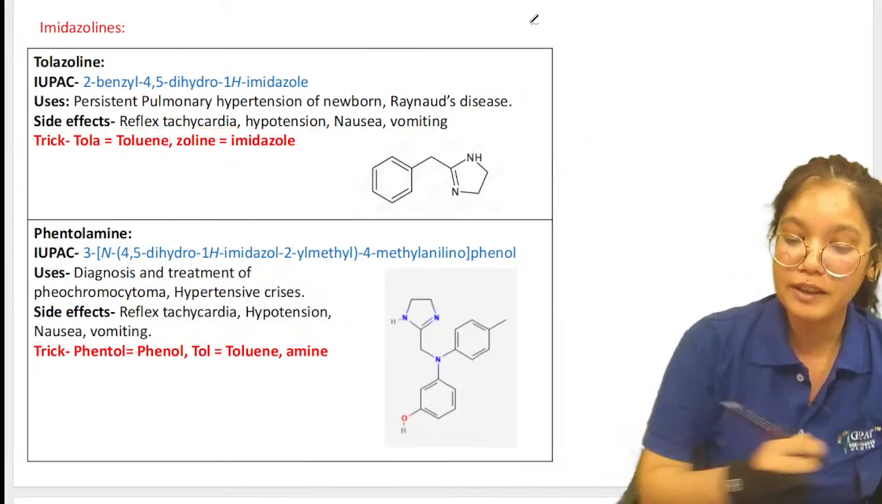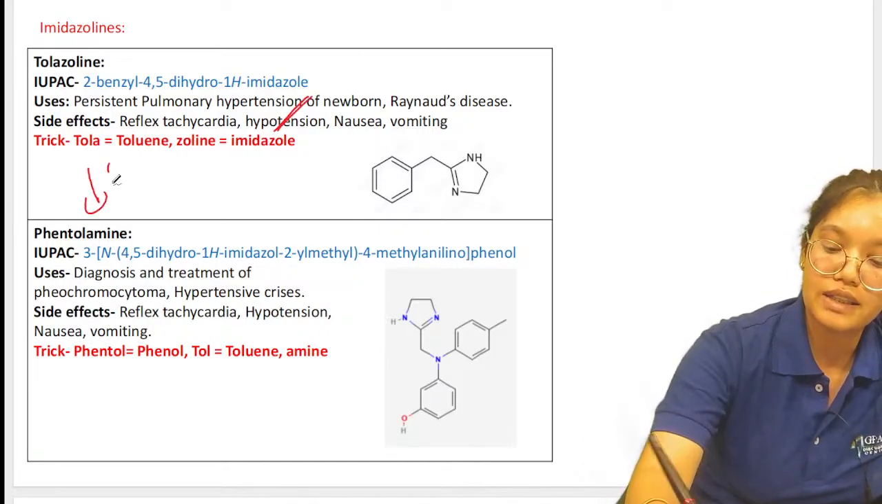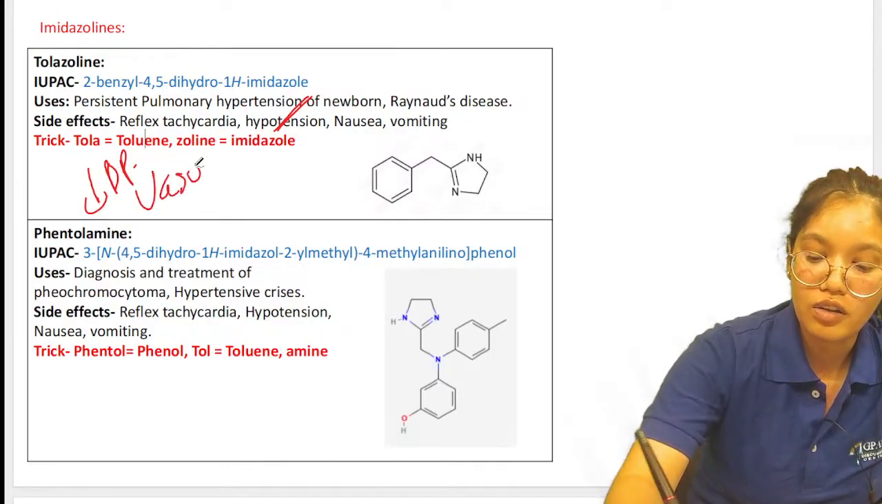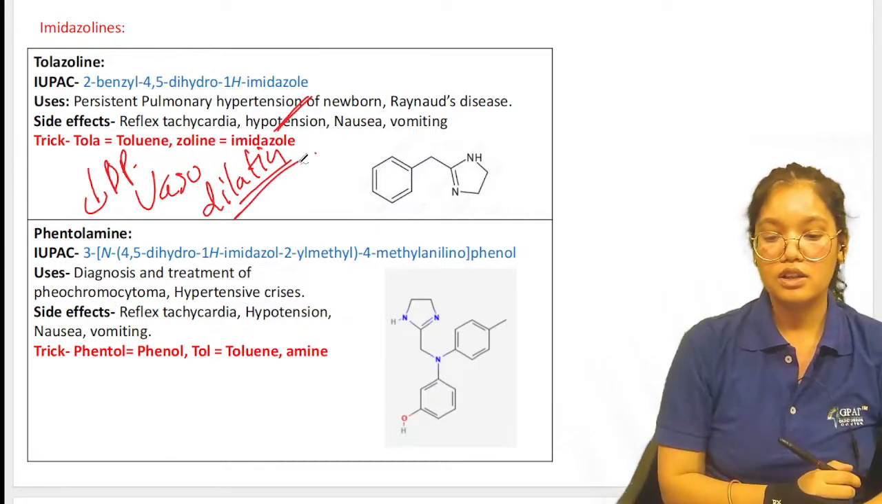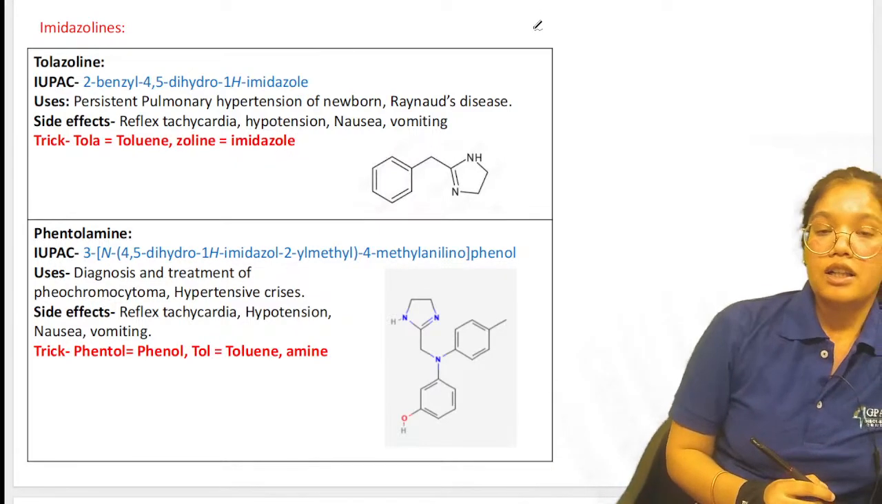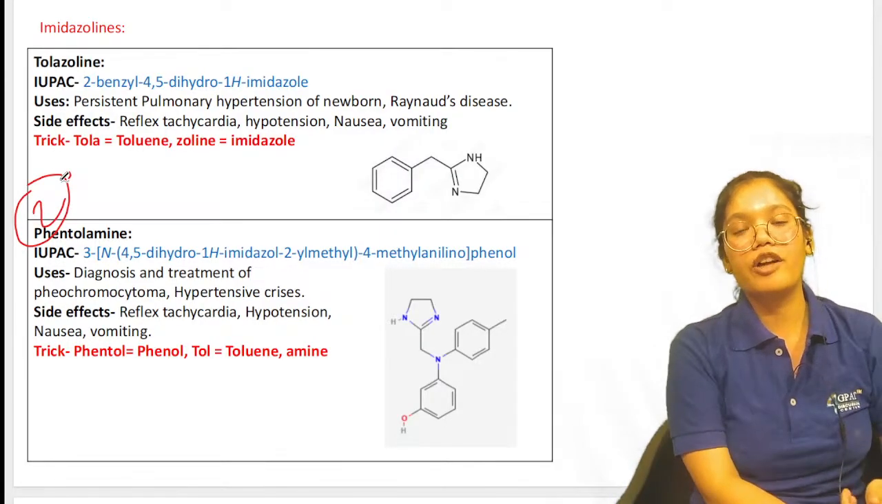Okay, clear? Then hypotension, it can decrease the BP due to vasodilation. Okay, so BP can be reduced. Then nausea, vomiting. Okay, clear? Now moving to the next imidazoline, that is phentolamine.